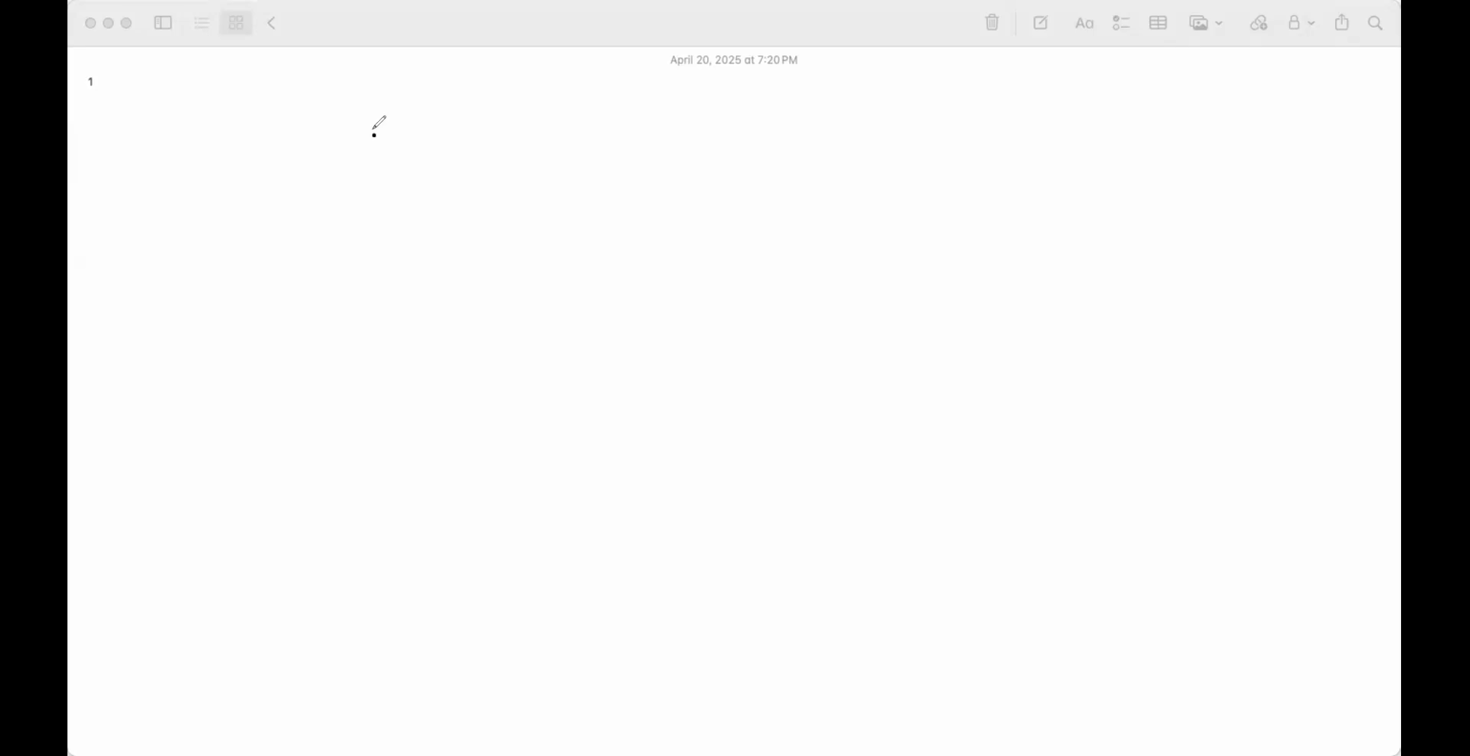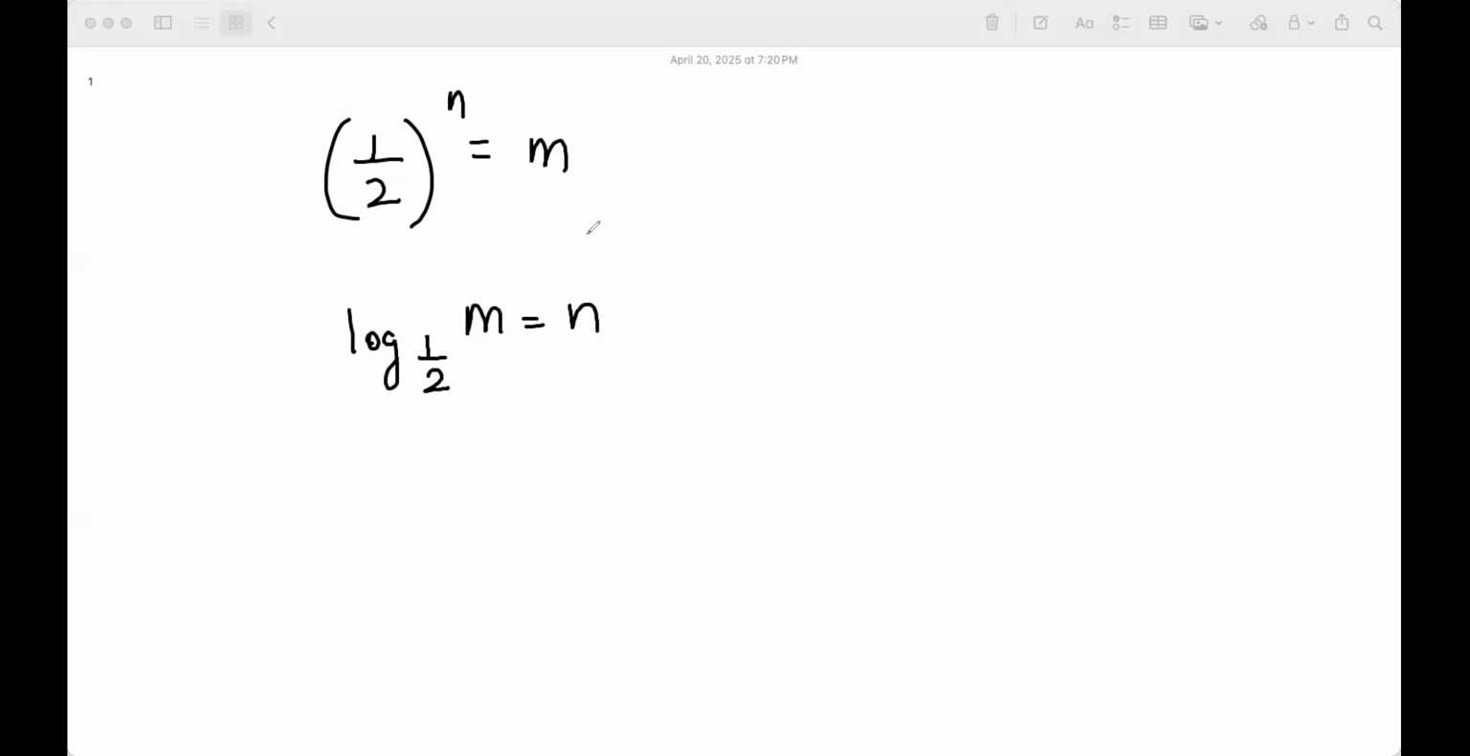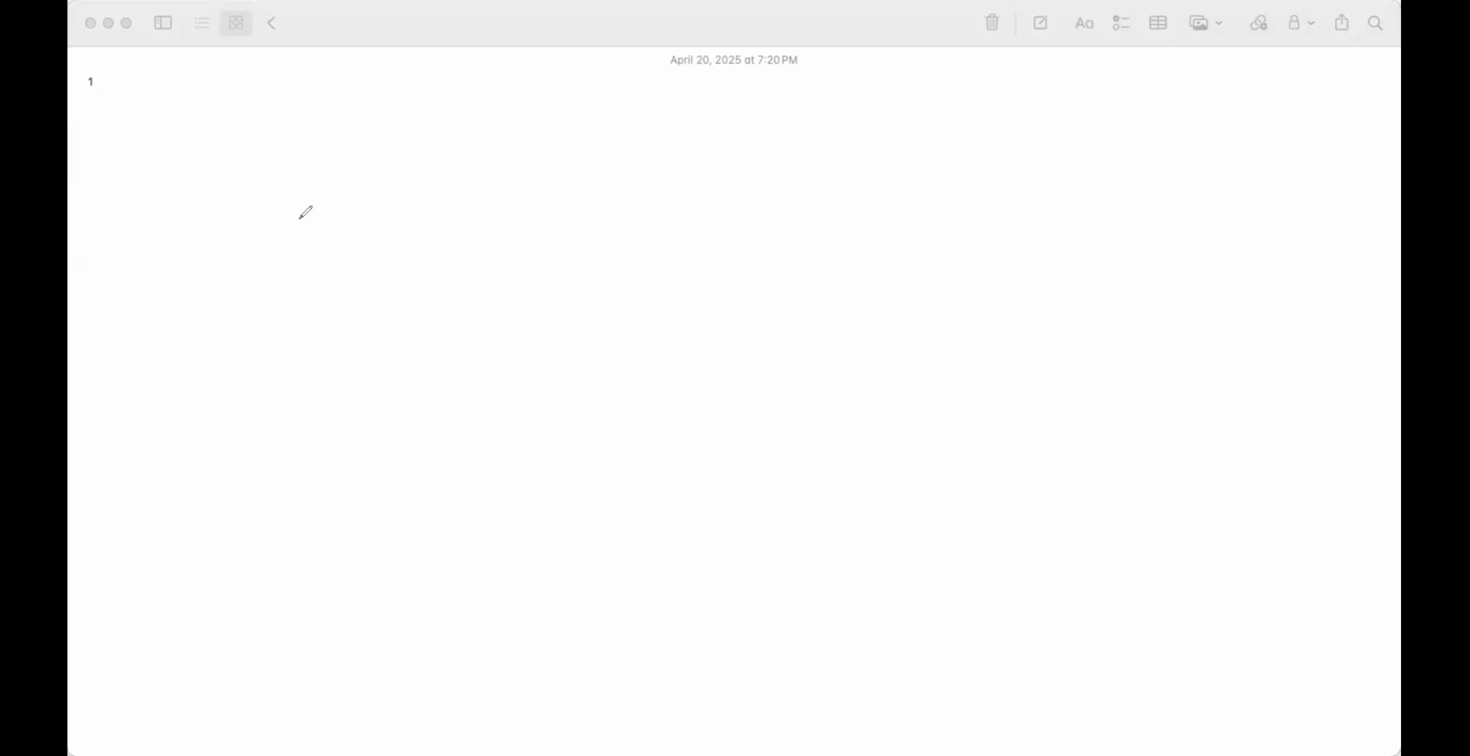Let's see this one. How about 1 by 2 power n is equal to m. Sitara, do you want to try? Or Anirudh, do you want to try? I can try, but I'm not sure if it's right. I'll work with you. Okay, so the base is 1/2, so it would be log base 1/2 of m equals n. Yes, always you equate the exponent. Good job, man.